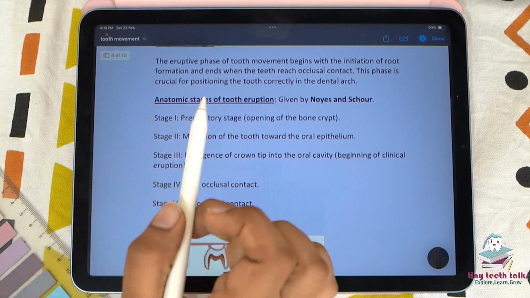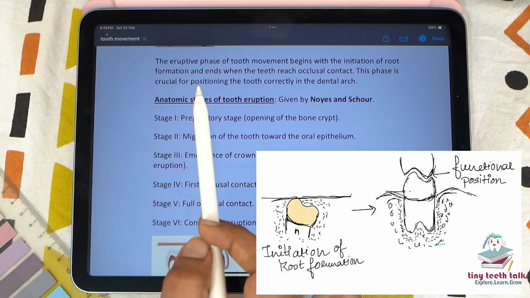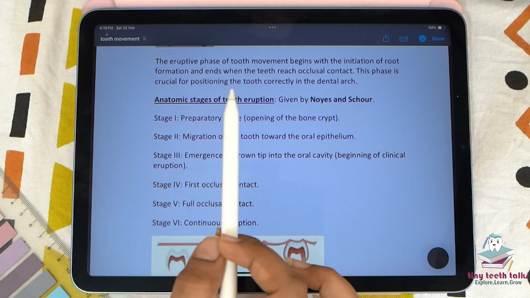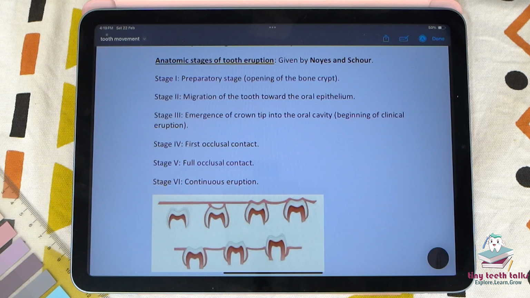Coming to the eruptive stage, the eruptive phase of tooth movement begins with the initiation of root formation and ends when the tooth reaches occlusal contact. This phase is crucial for positioning the tooth correctly in the dental arch. The process involves multiple anatomic stages and significant changes in the surrounding tissue.